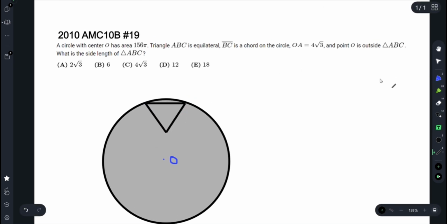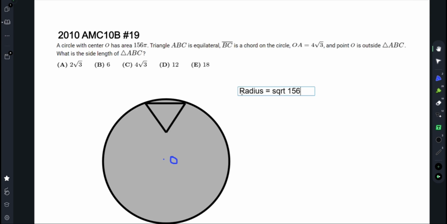Well, we know this because since the area is 156 pi, then the radius is square root 156. And OA is 4 root 3, and 4 root 3 is square root 48. Square root 48 is less than square root 156, so there's no way it could be outside. So now we have that.